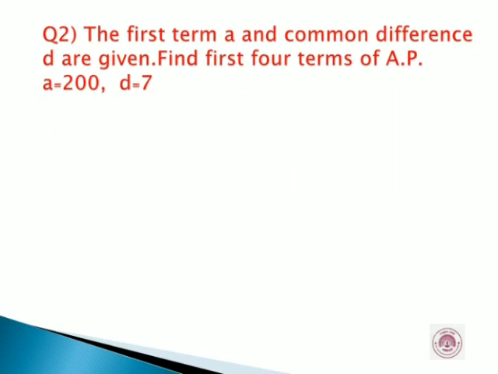Next question. The first term A and common difference D are given. Find the first four terms of the AP. Here what is given? A is equal to 200 and D is equal to 7. A means what? It is the first term. T1 is equal to 200 and D is equal to 7. How will we get T2? T2 is equal to T1 plus D, that is 200 plus 7.